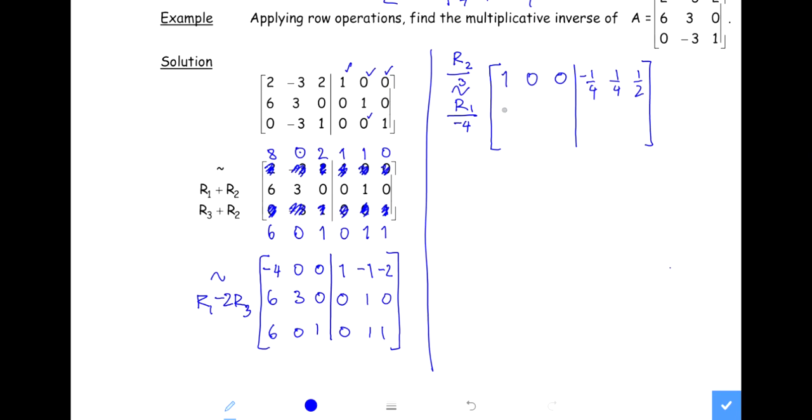R2 divided by 3, and then I get 2, right? 6 divided by 3 is 2. 3 divided by 3 is 1. Yeah, I have a 1 there now. And then 0 divided by 3 is 0. This one is also 0. This is 1 over 3, right? 1 divided by 3 is 1 over 3, and this one is 0. It doesn't change anything. And then R3 is already good.